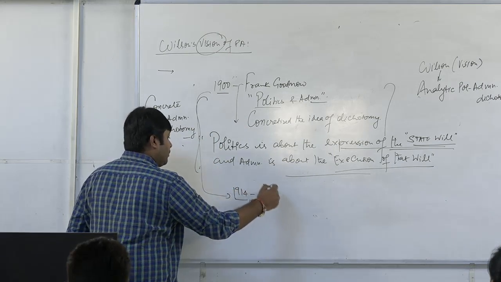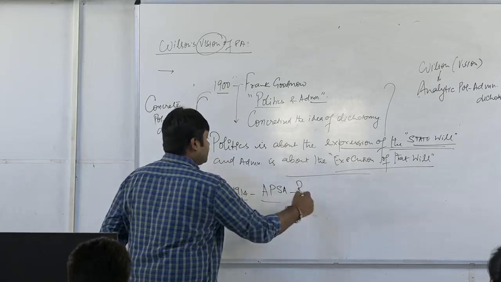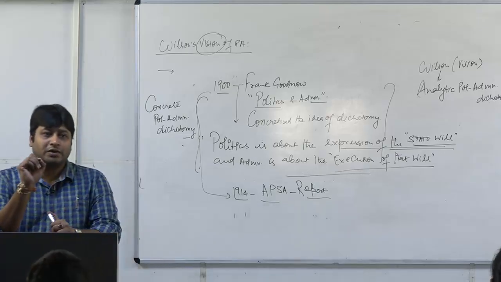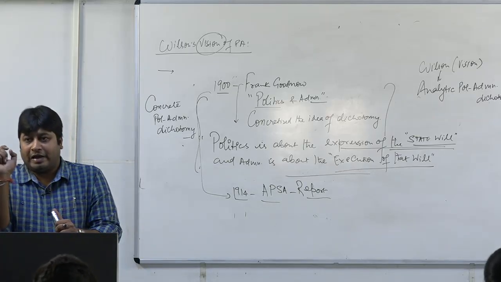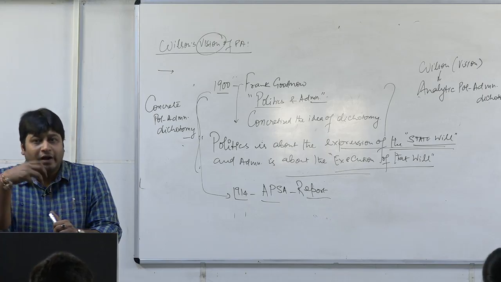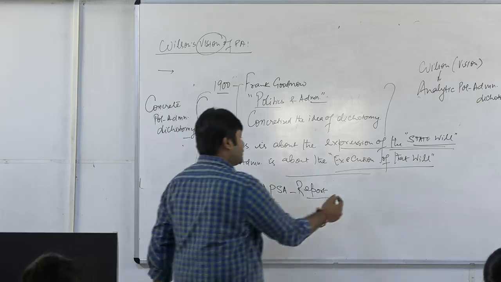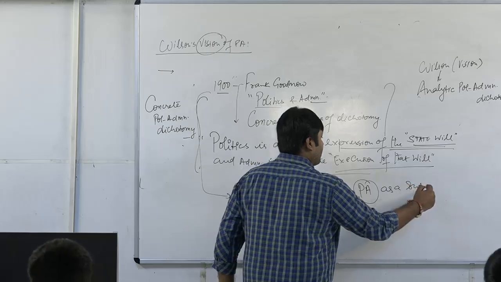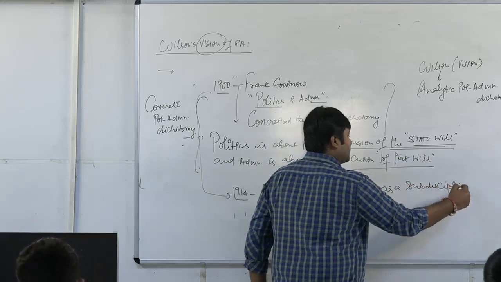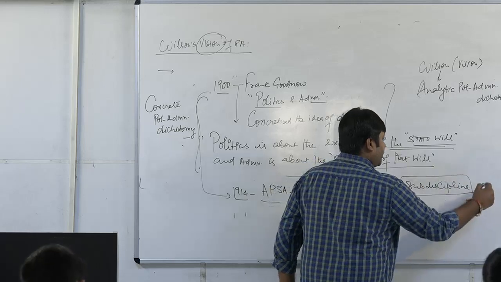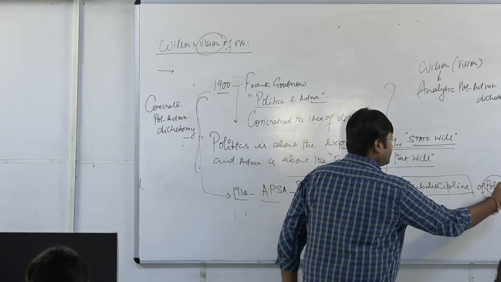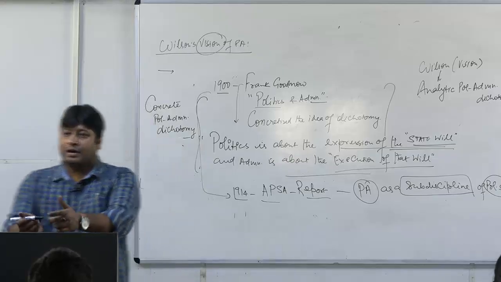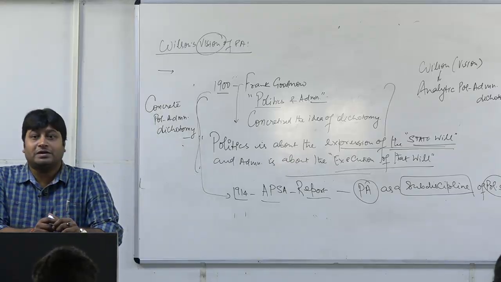a report of the American Political Science Association. In 1914, the American Political Science Association submitted a report. In that report, they identified public administration as a sub-discipline of political science. So you see, obviously independent growth was not there, but it came to be recognized as a sub-discipline itself.